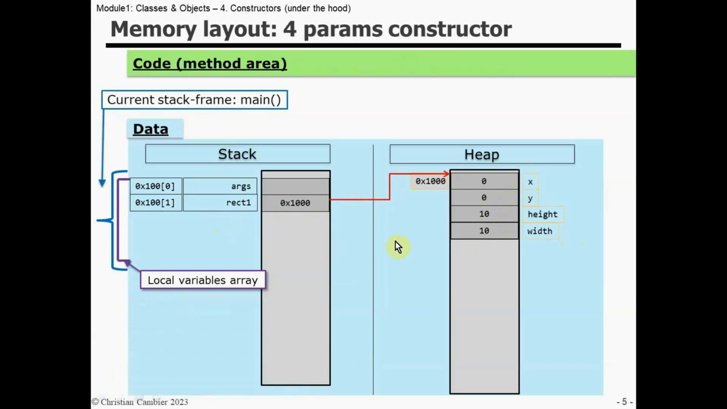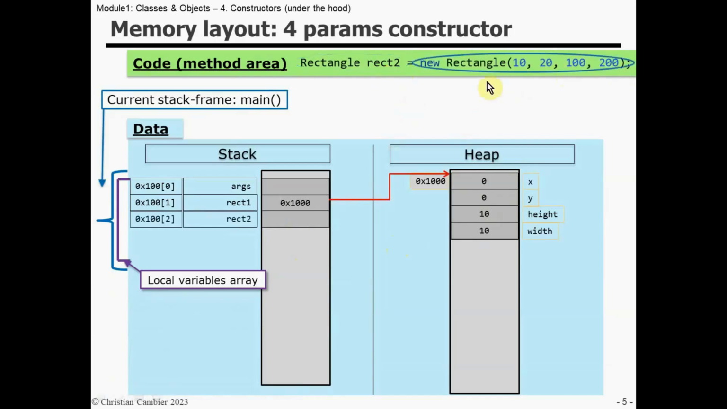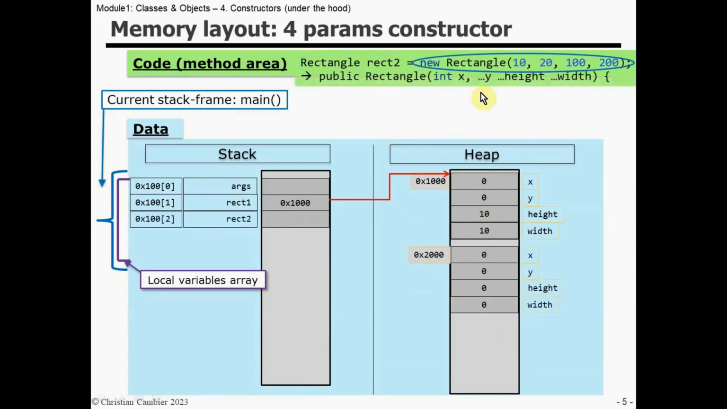The second constructor we'll examine is the one to which we can pass 4 arguments, x, y, height and width. Second reference variable, rect2, and on the stack, new rectangle. So an object with its default properties on the heap, all properties set to 0. This will invoke the constructor, passing the 4 arguments.